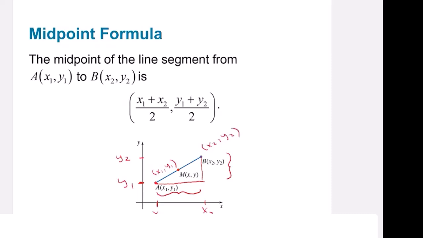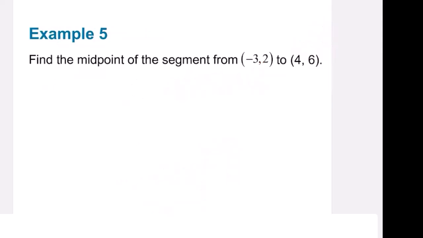And if I want to find the middle of both of these lines, can't I just take the average? I can add the two y values, divide by 2. That gives me the middle. This is the average of the two x values. And then this is the average of the y's. Let's do this problem. Find the midpoint of the segment from -3,2 to 4,6.